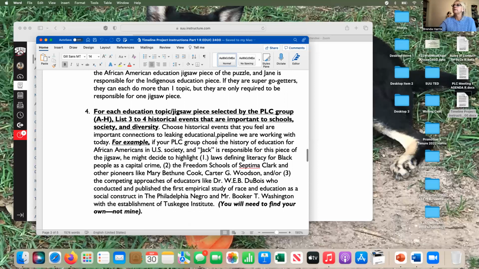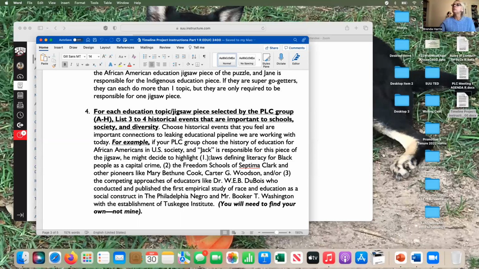Then for each person, you're going to choose 3 to 4 historical events that are important to that group in relation to school, society, and diversity, aka social differences. Okay, so let's focus on Jack from our example, and Jack's doing the education of African Americans.